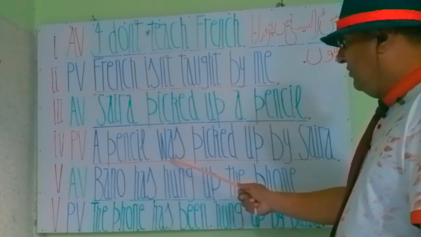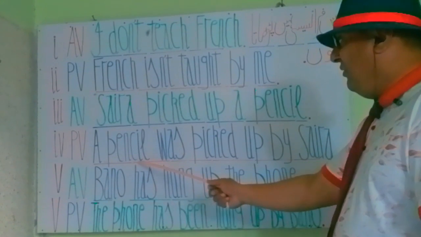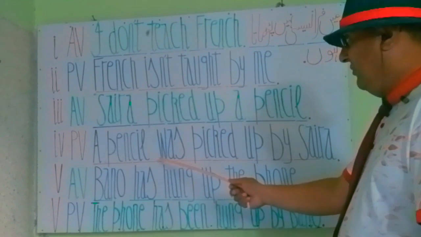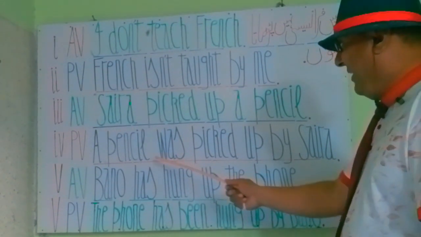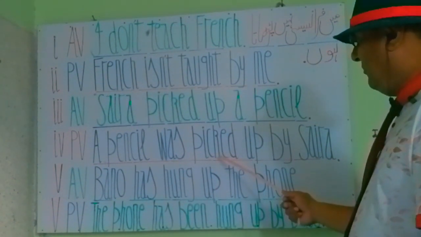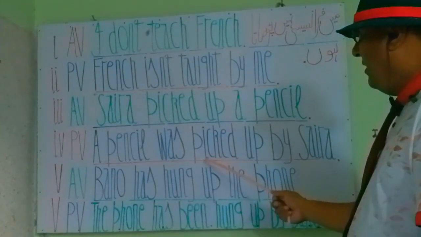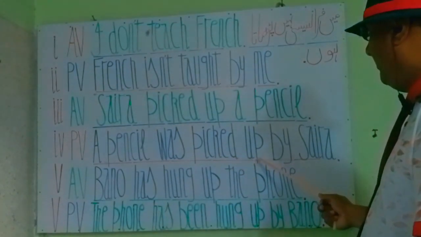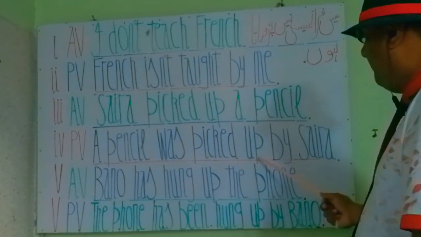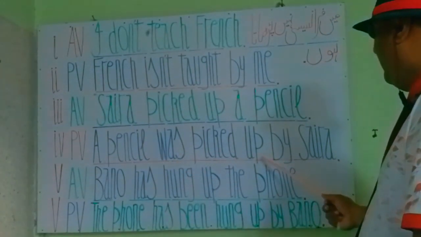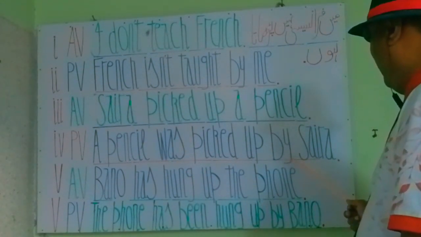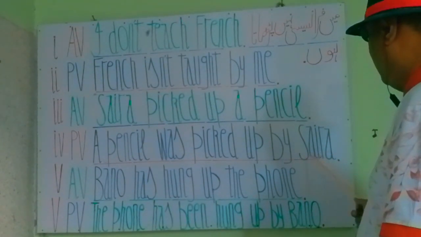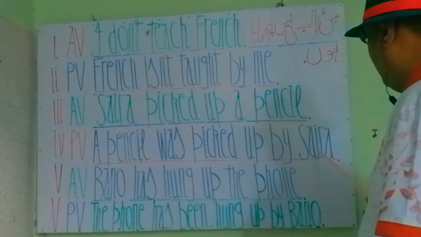So by rules, if the subject is singular, as you see here, a pencil is a singular subject and a noun, so we will add was. So a pencil was, and the third form of verb, past participle form of verb, that is picked, so we will write picked, and we will add a preposition up with it because it's a phrasal verb. So a pencil was picked up by, and then Saira will come here as an object in passive. So nouns are never going to change, instead pronouns.